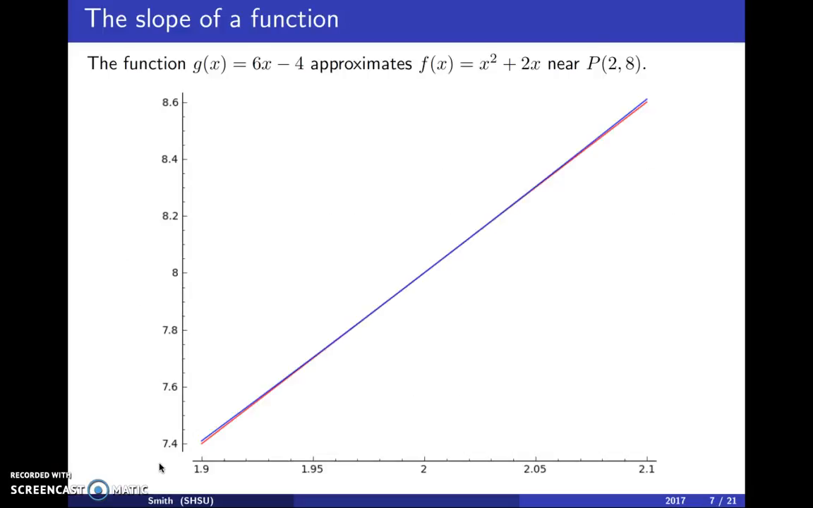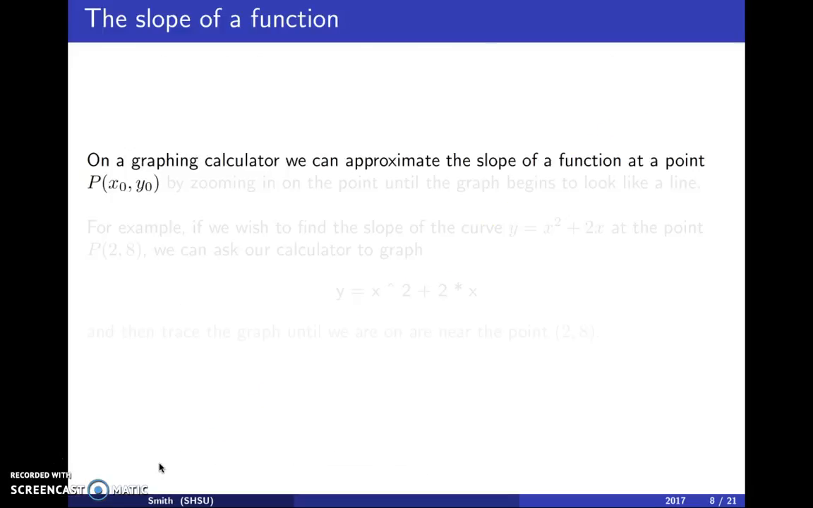Again, the function g of x equals 6x minus 4 approximates this parabola near (2, 8). If we were to graph both of them on the same screen, we will have the parabola shown here in blue and the line shown here in red, and they look almost identical. The parabola curves up slightly at the endpoint, so you can see a slight change, but in the middle, near (2, 8), they're the same, or almost the same.